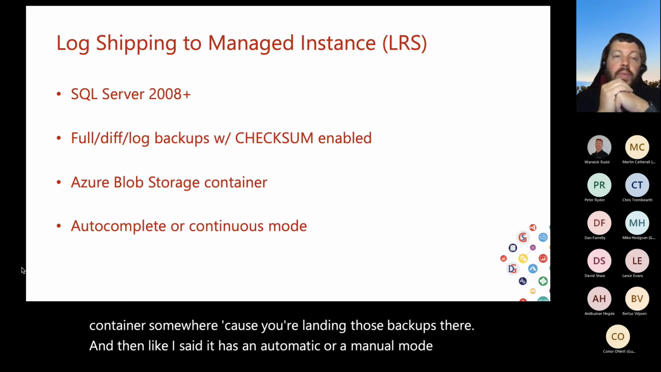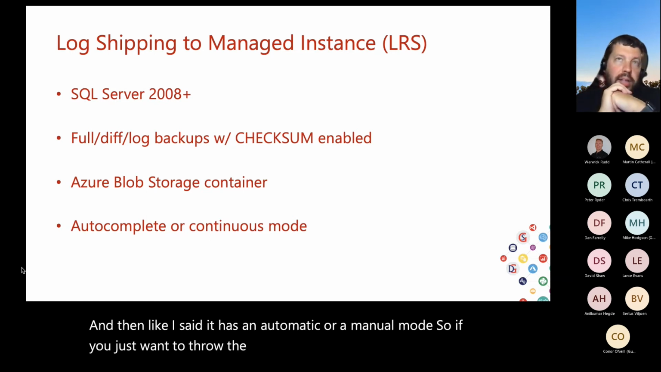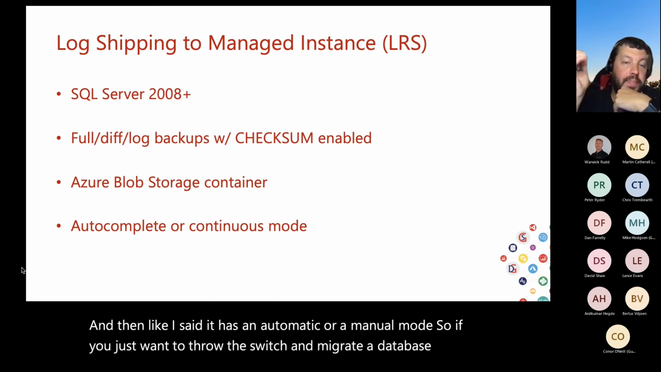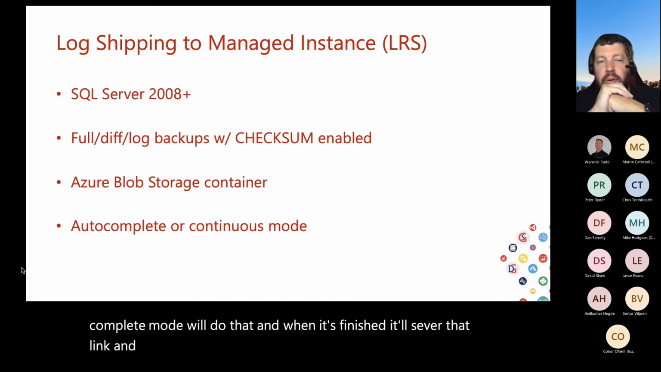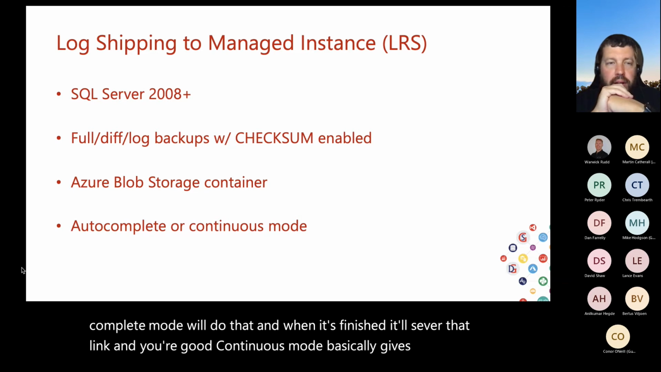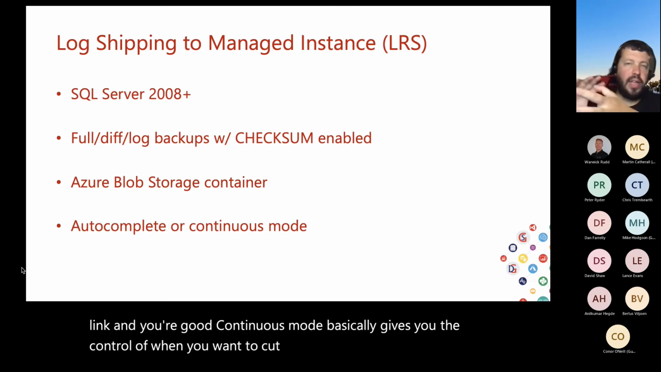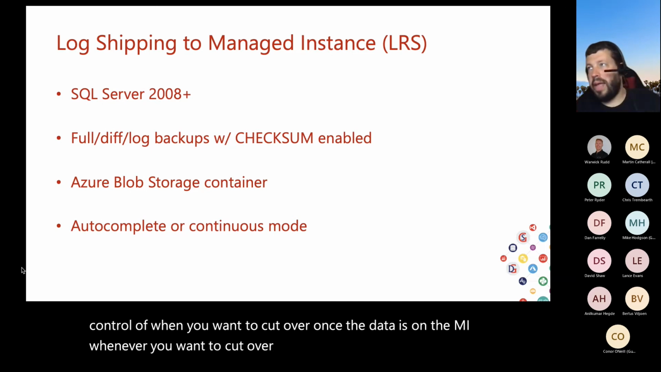So if you just want to throw the switch and migrate a database, autocomplete mode will do that. And when it's finished, it'll sever that link and you're good. Continuous mode basically gives you the control of when you want to cut over. Once the data's on the MI, whenever you want to cut over, you can do that manually there.